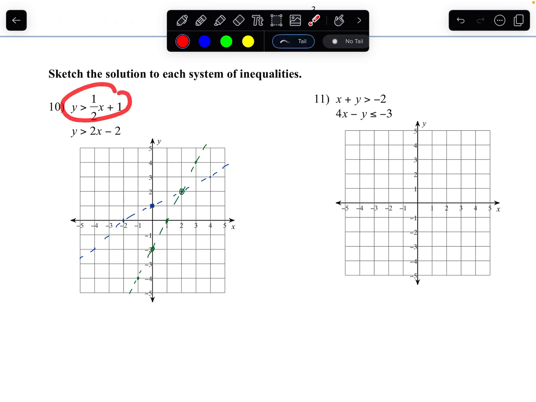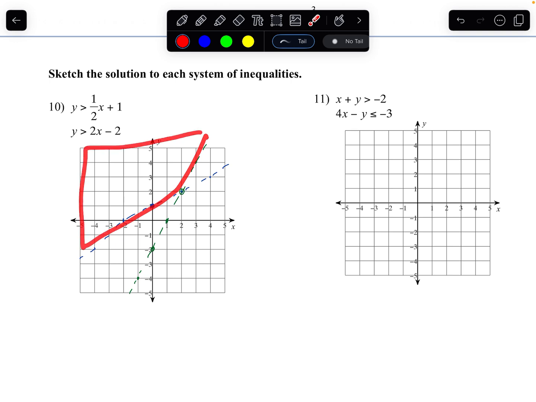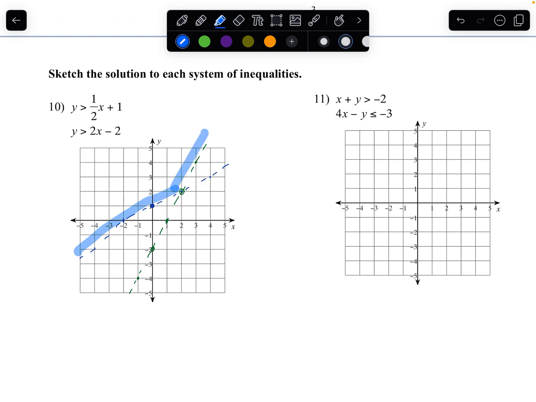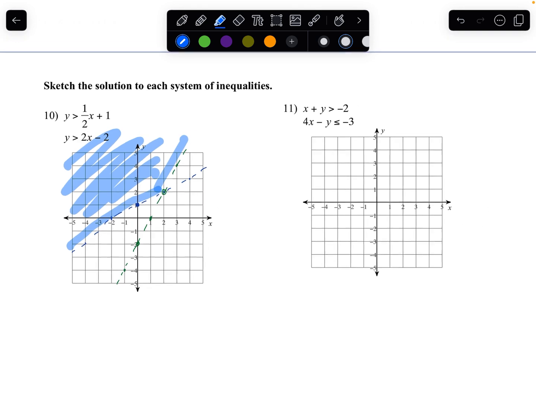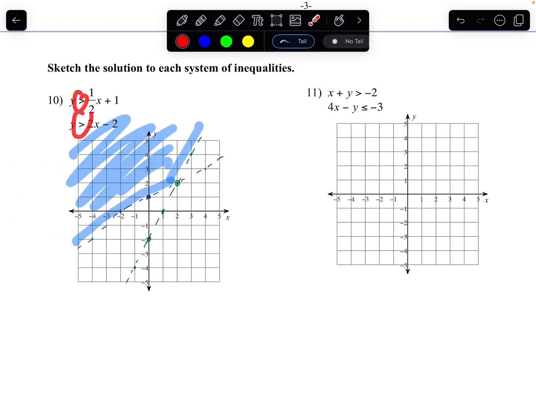As far as the shading goes, both of these are greater than. So I'm going to be above this line, and I'm going to be above that line. But the shared region should just be that region right here. So this is the shared region. Okay, and that's the inequality graphed. Remember that if it's greater than, you shade above the line. If it's less than, you shade below. If it's greater than with no equal sign with it, the lines have to be dashed.